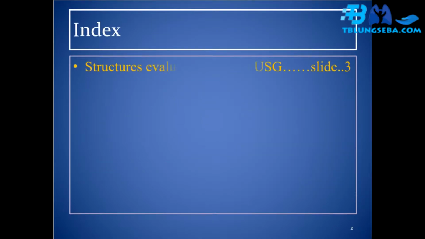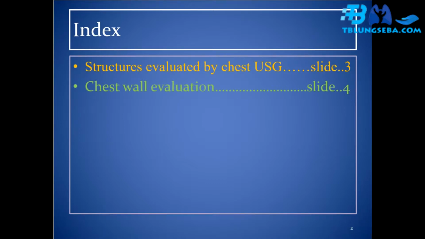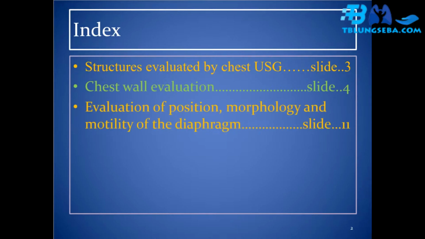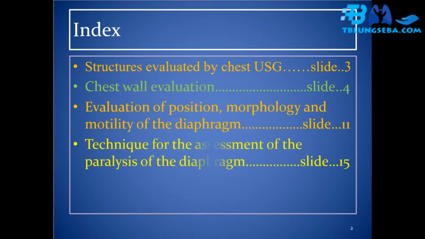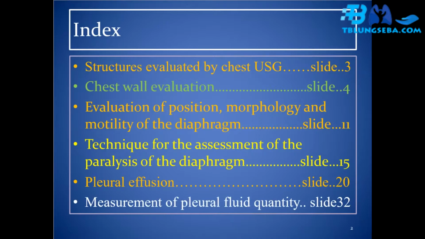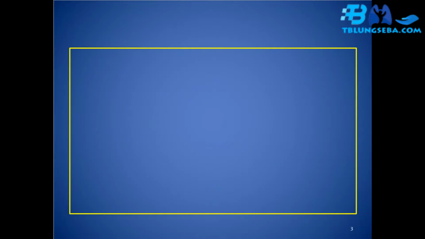Index. Structures evaluated by chest USG, Slide 3. Chest wall evaluation, Slide 4. Evaluation of position, morphology and motility of the diaphragm, Slide 11. Technique for the assessment of the paralysis of the diaphragm, Slide 15. Pleural effusion, Slide 20. Measurement of pleural fluid quantity, Slide 32.